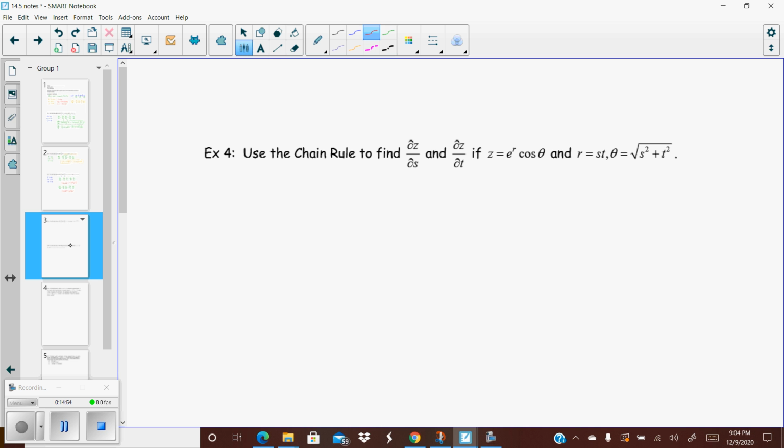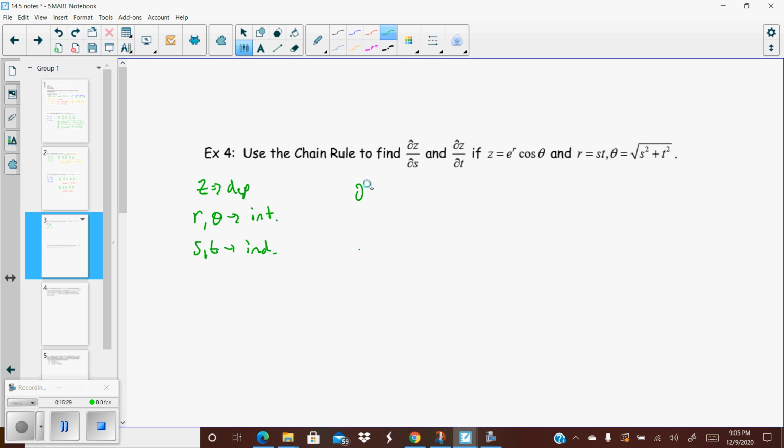All right, so again, let's go ahead and list our stuff here. So z, in this case, is our dependent variable. Let's see here. So z is dependent upon r and theta. So r and theta are going to be our intermediate variables. And r and theta are each dependent upon two different variables, s and t. So s and t are our independent variables. So again, that's why we're solving for partials.